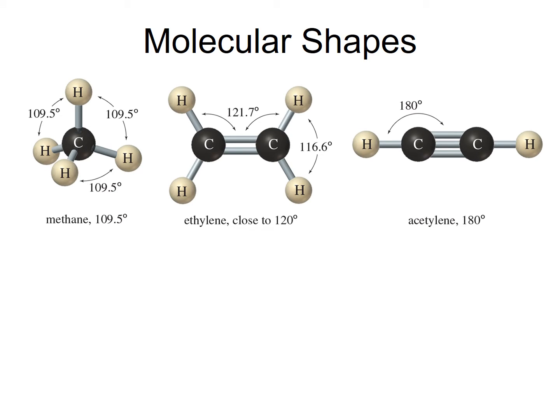So let's talk about molecular shape. So here is the shape of methane. It's actually tetrahedral. It looks like that. Here's my molecule of ethylene. So this is actually absolutely flat, but the angle here is around 120 degrees. Angle here is around 120 degrees. Here's my acetylene molecule. So this is all in one line. So the bond angle here is 180 degrees.